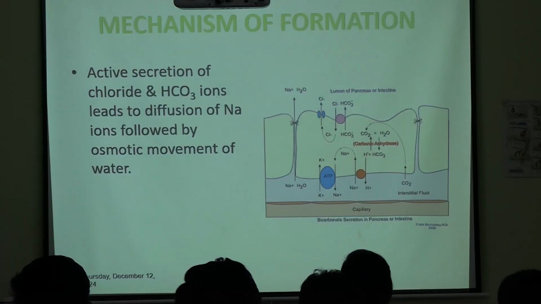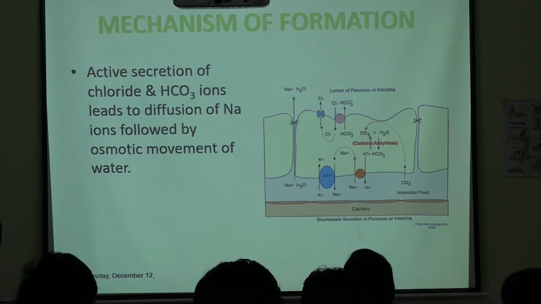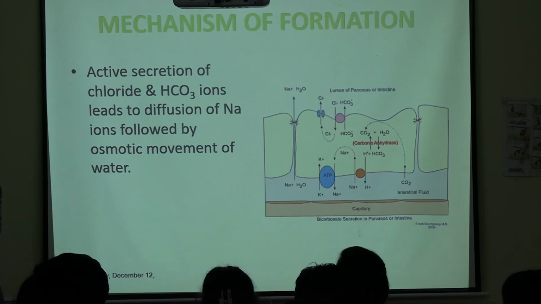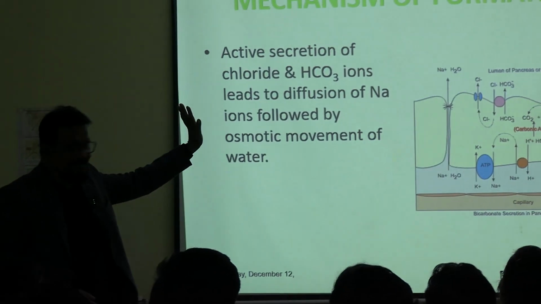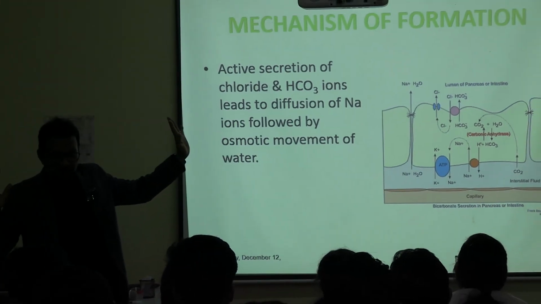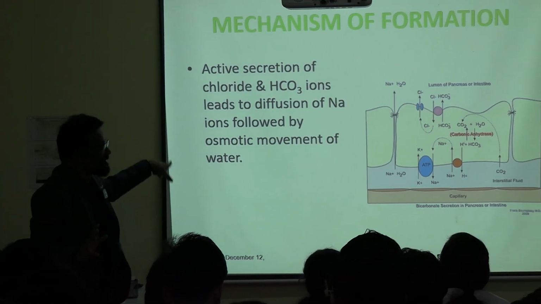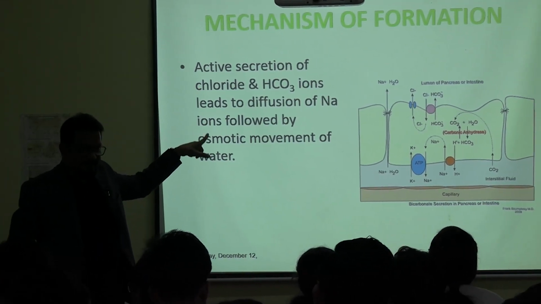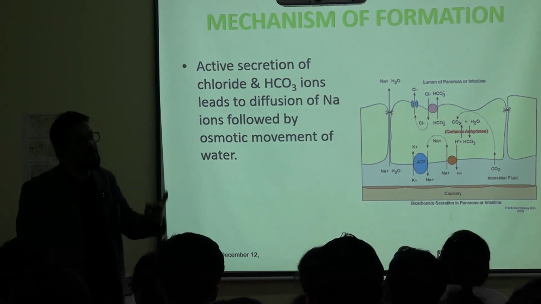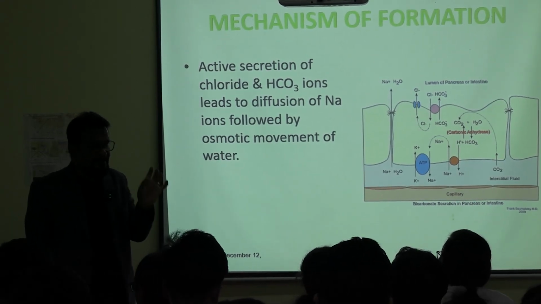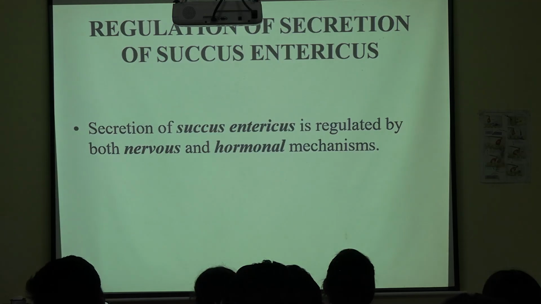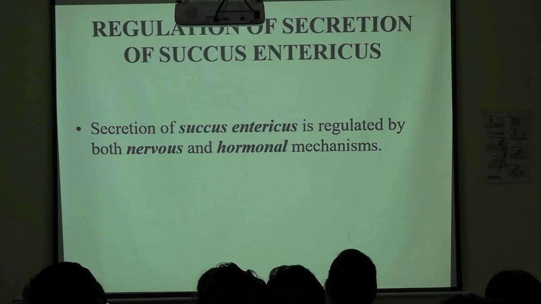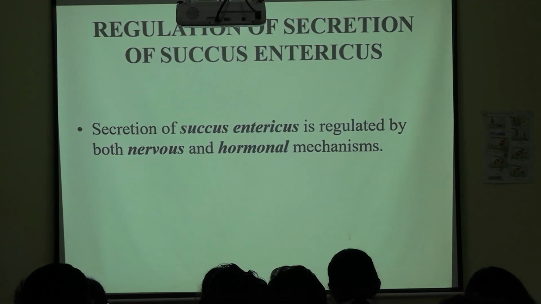This mechanism of bicarbonate formation is the same as in the intercalated cells. They produce bicarbonate ions, and there are two pumps and one exchanger working there. Here also there are two pumps and one exchanger. Same procedure. With this procedure, the intestinal cells can also produce bicarbonate and make the secretion alkaline. Secretion of succus entericus is regulated by both nervous and humoral mechanisms.